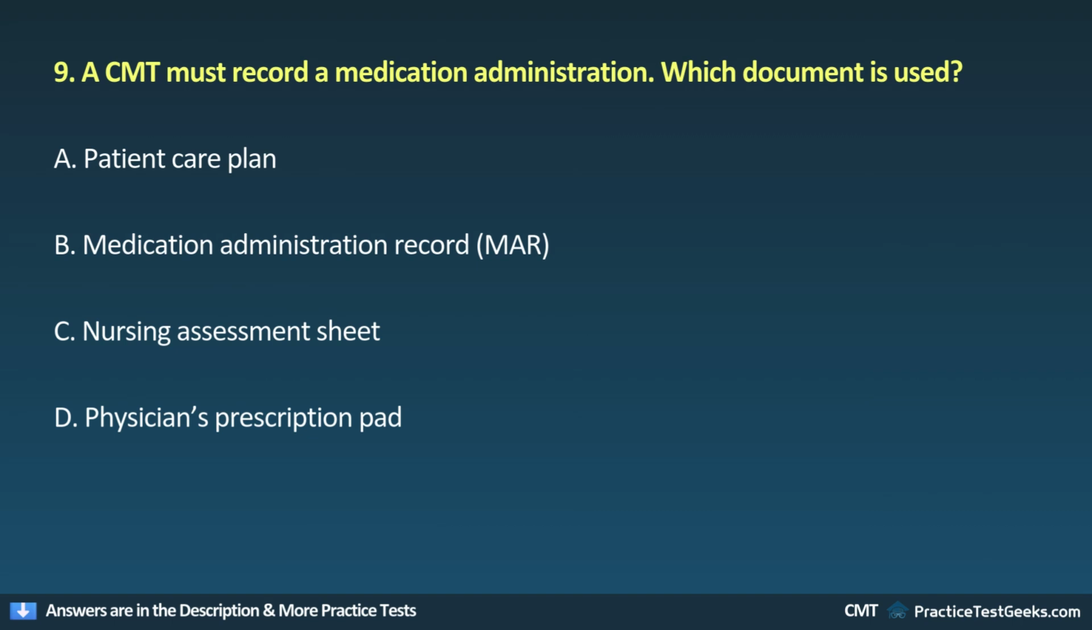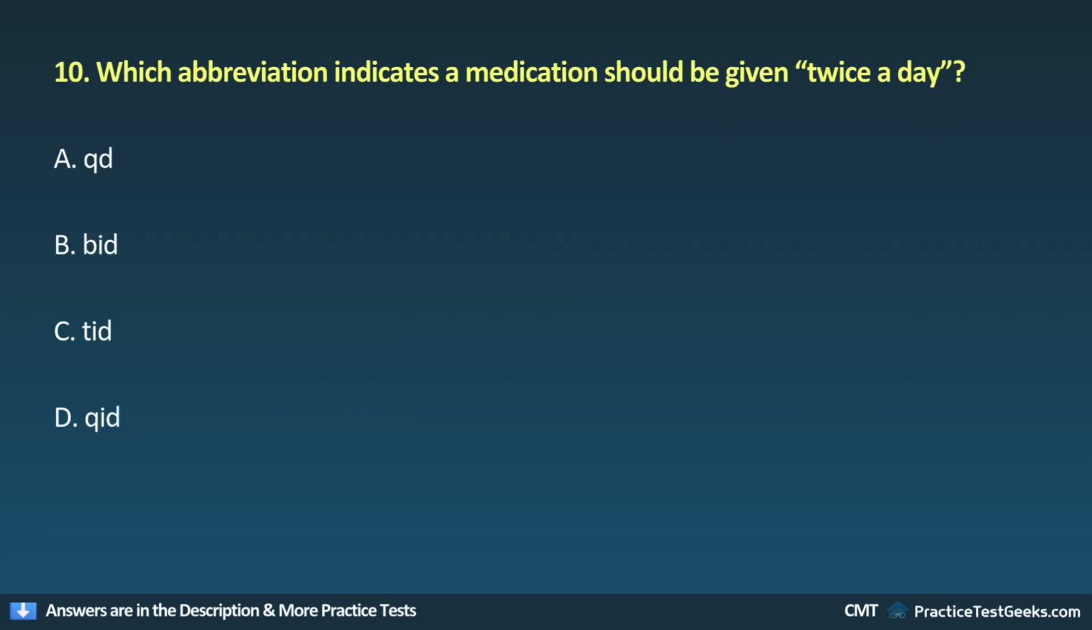9. A CMT must record a medication administration. Which document is used? A. Patient care plan. B. Medication administration record, MAR. C. Nursing assessment sheet. D. Physician's prescription pad.